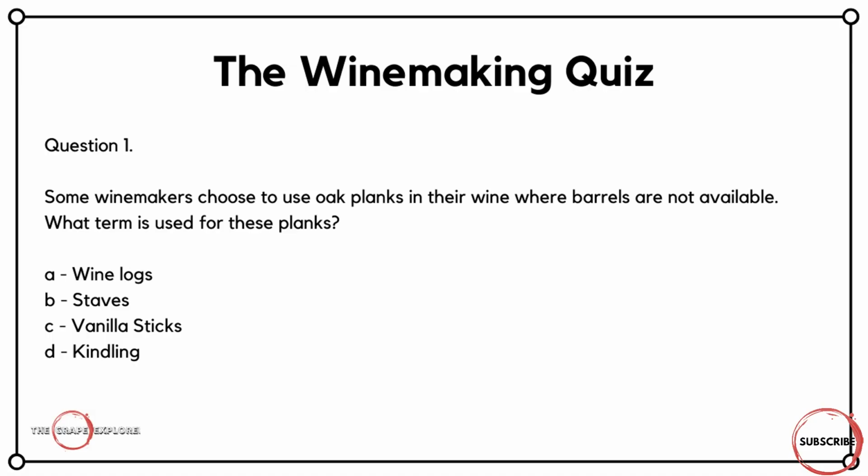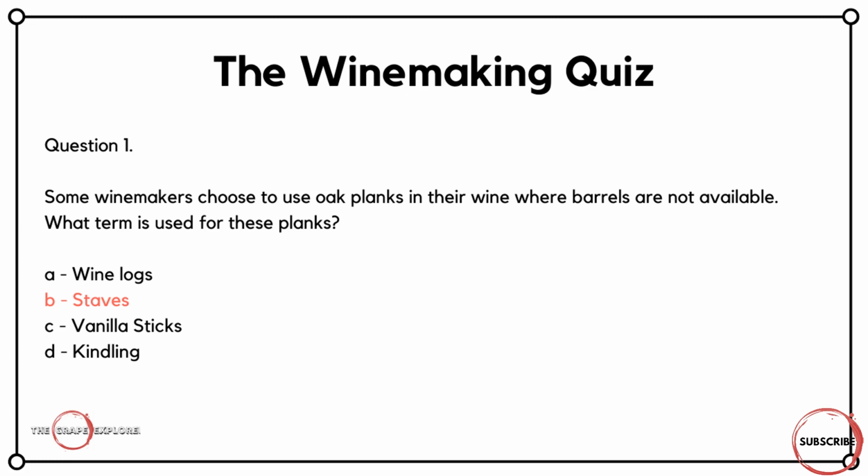We're going to start off with question 1, which is all about imparting particular flavour characteristics into wine. Some winemakers choose to use oak planks in their wine where barrels are not available. What is the term that is used for these planks? Is it A, wine logs, B, staves, C, vanilla sticks, or D, kindling?